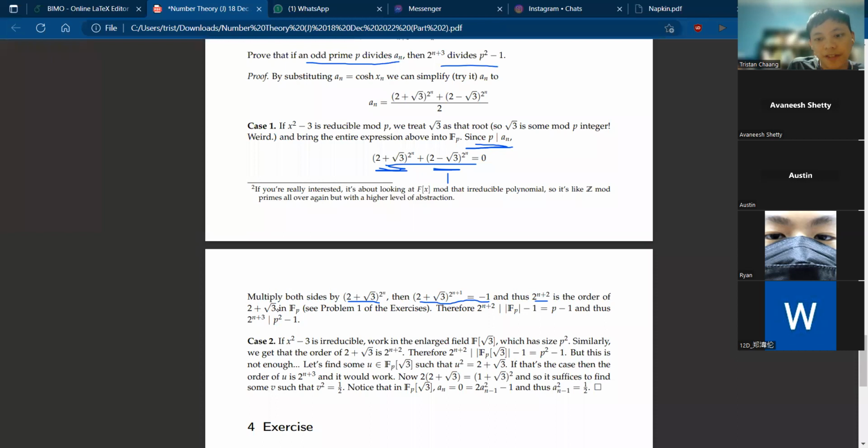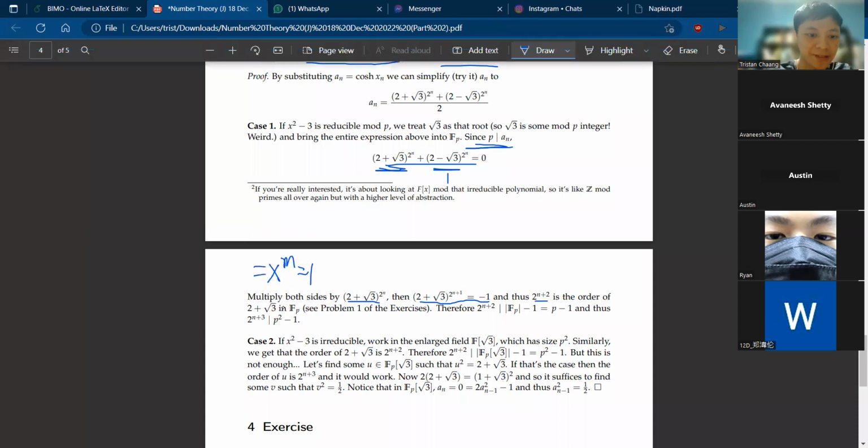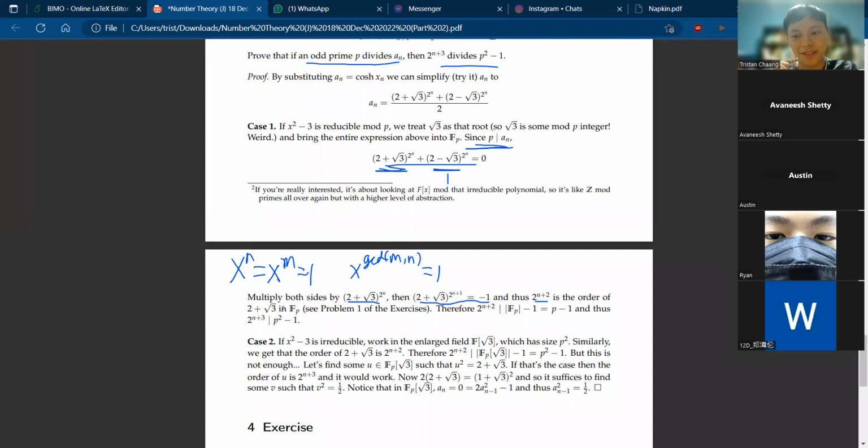Look, if you have a smaller number that works, okay. Remember that if x^m equals 1 and x^n equals 1, then x to the GCD of m and n is also 1. This is kind of like the remainder algorithm, the division algorithm we did just now.